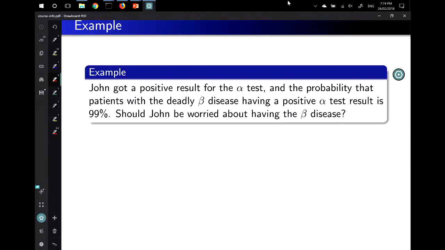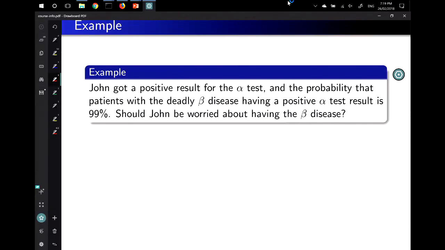Yeah. I think, given the information, you're basically saying the false negative rate of the test is only 1%. But that doesn't tell us anything about the false positive rate. Also, we need to know how common the disease is in the population in order to calculate the probability that he has the disease.